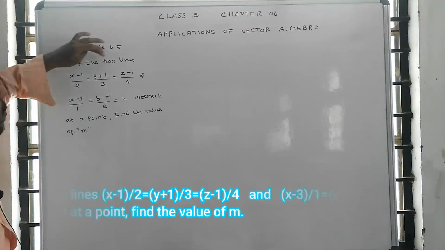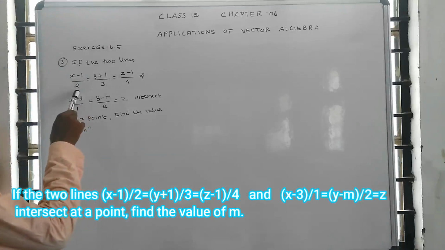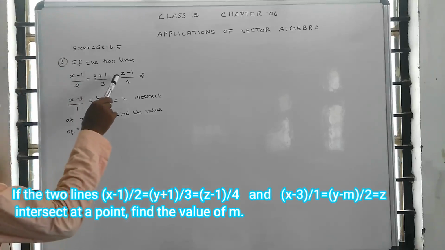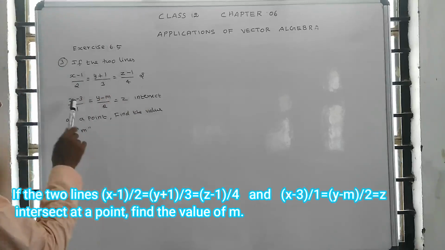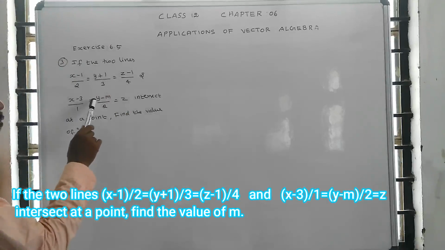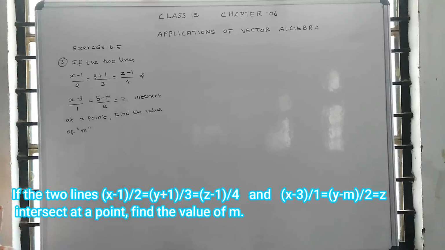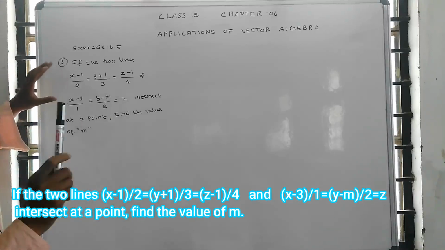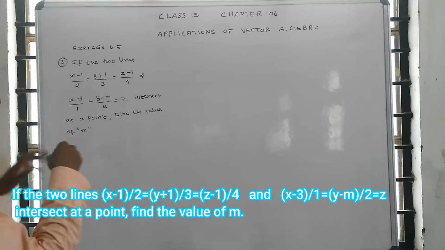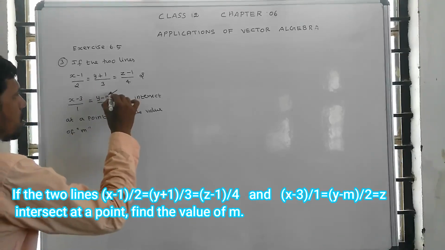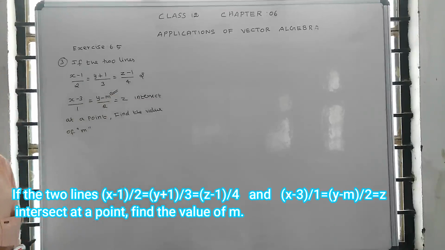Exercise 6.5, question number 3. If the two lines (x minus 1)/2 equal to (y plus 1)/3 equal to (z minus 1)/4 and (x minus 3)/1 equal to (y minus m)/2 equal to z intersect at a point, then find the value of m. At the point of intersection of the two lines, the unknown value m will be found using the argument.